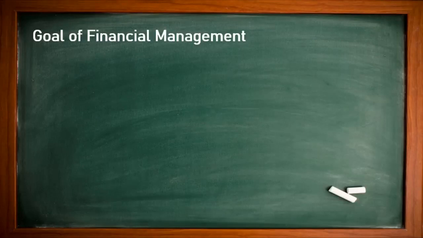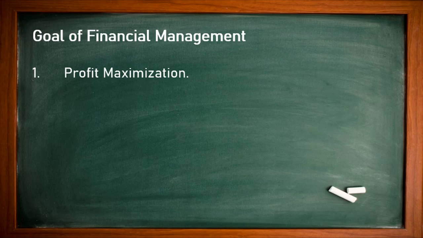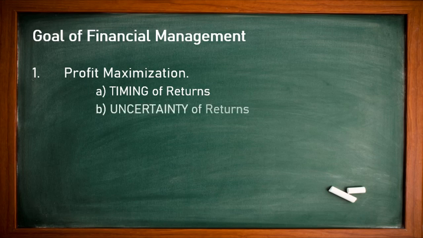Goal of financial management. The first is profit maximization. Profit maximization is based on the timing of return. It means how much return will come and when it will come. So this is related to the timing. The second thing is the uncertainty of return, because nobody knows when and how much profit will be made in the organization. So the first goal of a financial manager is profit maximization.